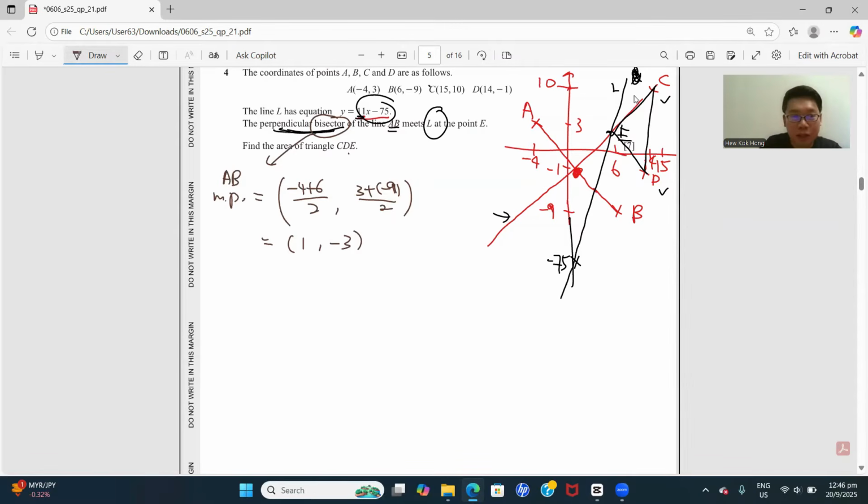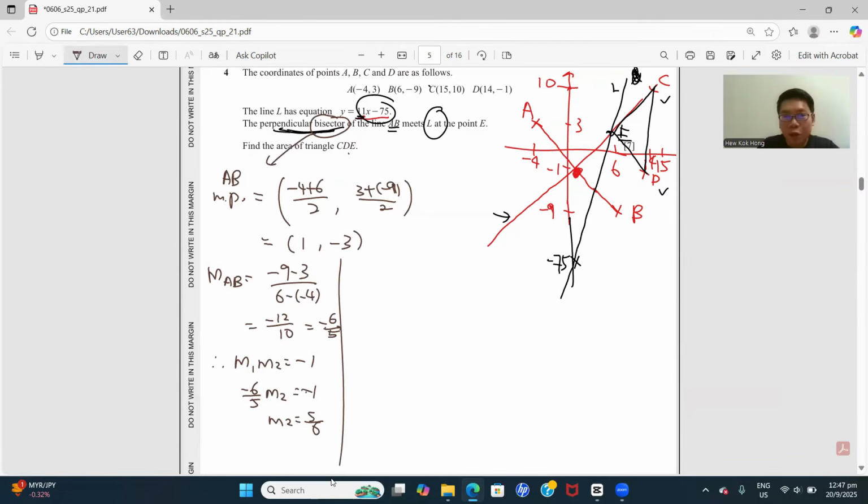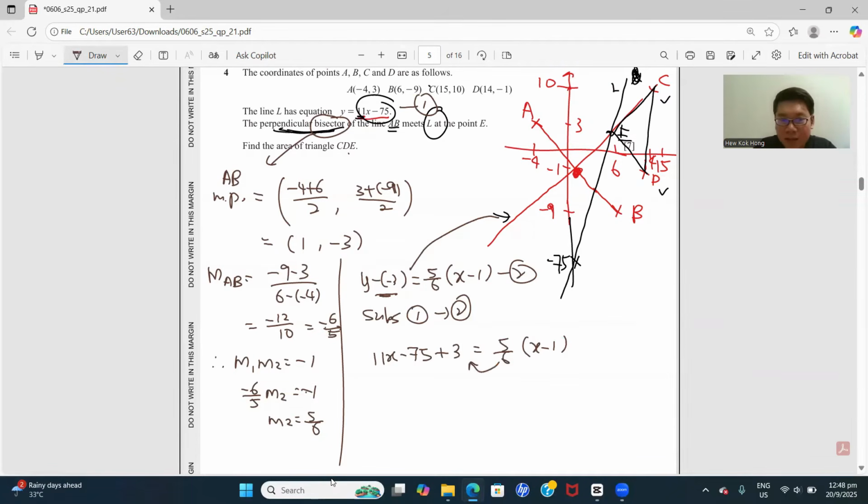And then we need to find the gradient of AB, (y minus y) over (x minus x). Because it is perpendicular, we need to use m1 times m2 equals -1, so 5/6. Then we know the equation of the perpendicular bisector, y minus y1 equals m times (x minus x1). So I have this equation. I can solve simultaneous equations with the L equation. So I substitute 1 into 2. So the 6 I times here, and then the 5 I times here.